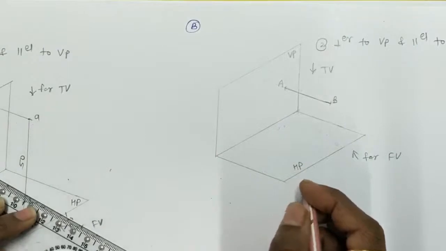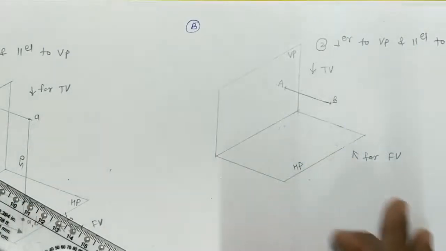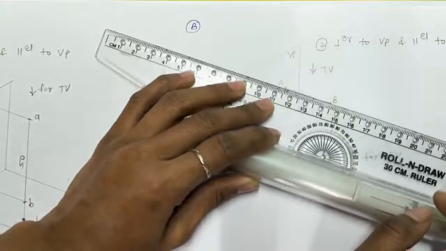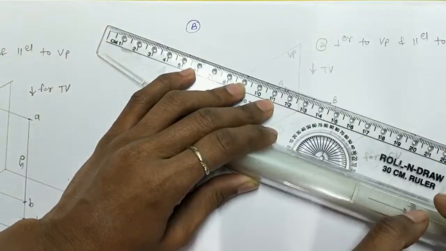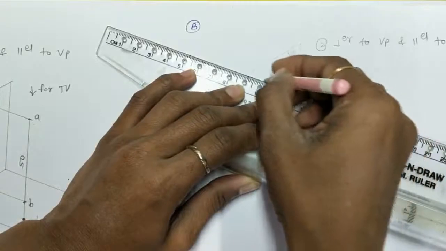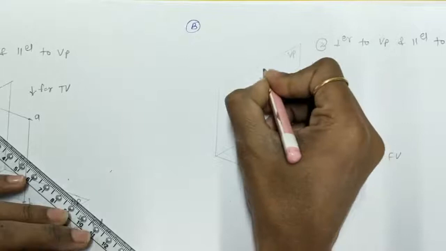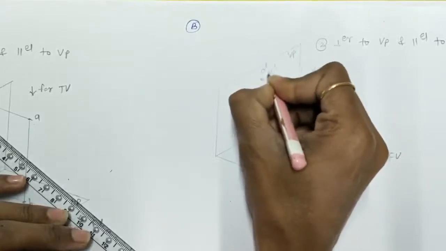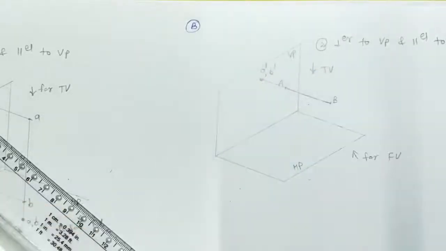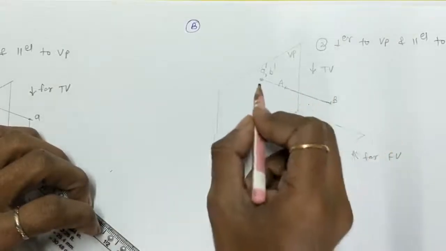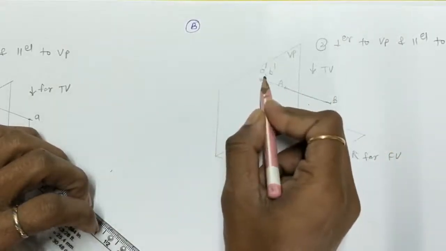So when we see from this direction for front view, then the front view will be like this, that is a dot. Give here the name as A dash, B dash. So this line AB will appear as a dot in front view.